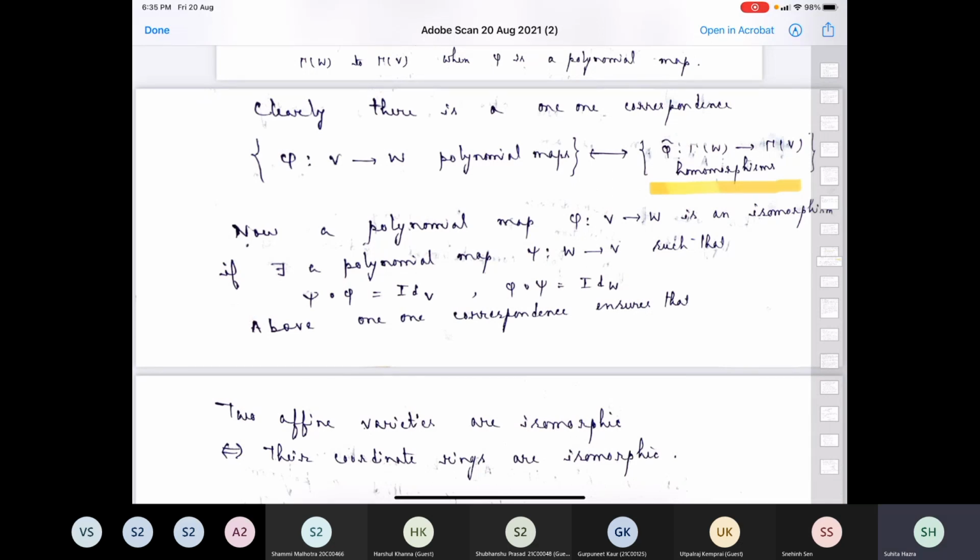Because if V and W are isomorphic, we have phi and psi satisfying the above conditions. So for this, we have phi tilde and psi tilde, such that psi compose phi, whole tilde, is identity, and phi compose psi, whole tilde, is identity, that is, their coordinate rings are isomorphic. So this is a very important result that two affine varieties are isomorphic if and only if their coordinate rings are isomorphic. So if we know one thing, we can easily get the other.